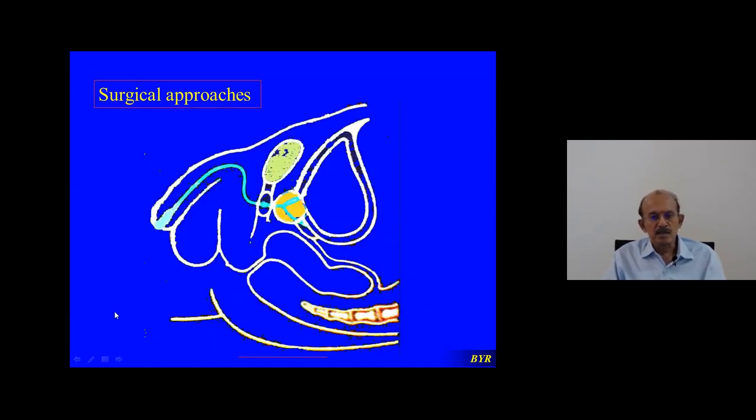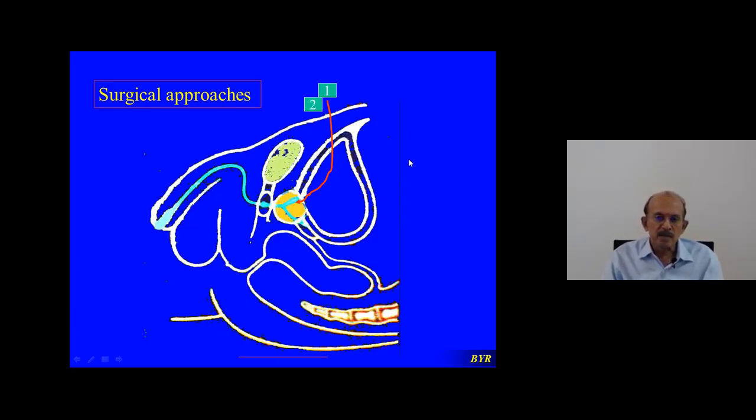The surgical approaches. This is the prostate gland. So there are many approaches to do surgery for the prostate gland. The first one is called suprapubic because your approach is above the pubis. Suprapubic transvesical prostatectomy. This is called suprapubic transvesical prostatectomy. That is one approach.